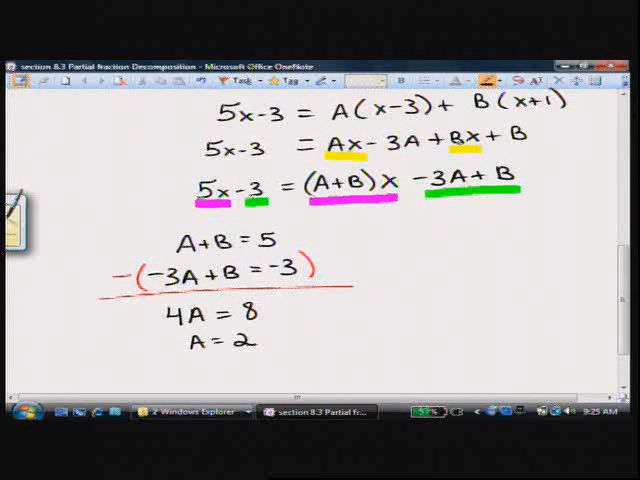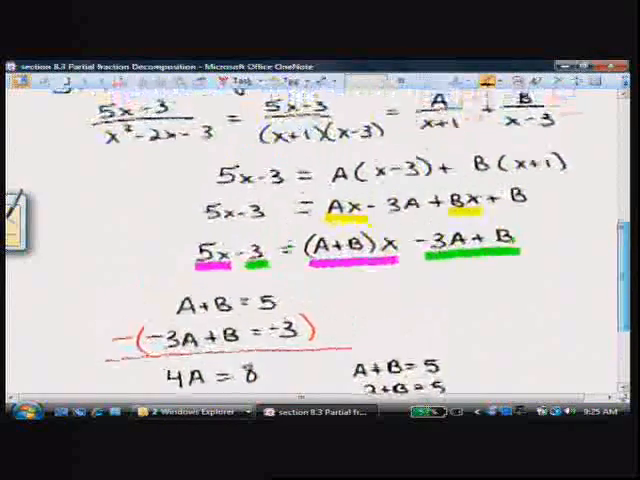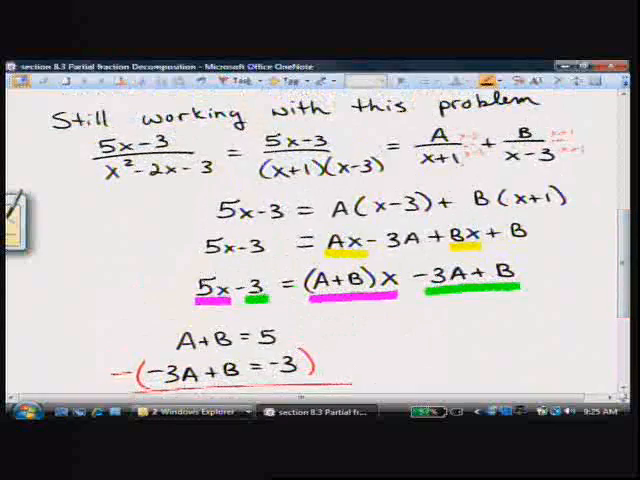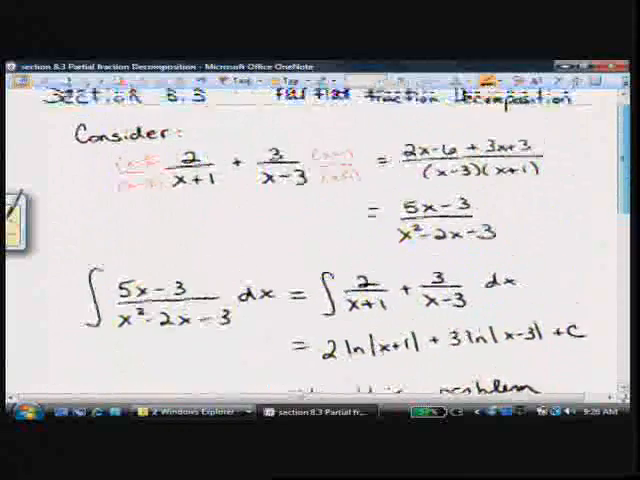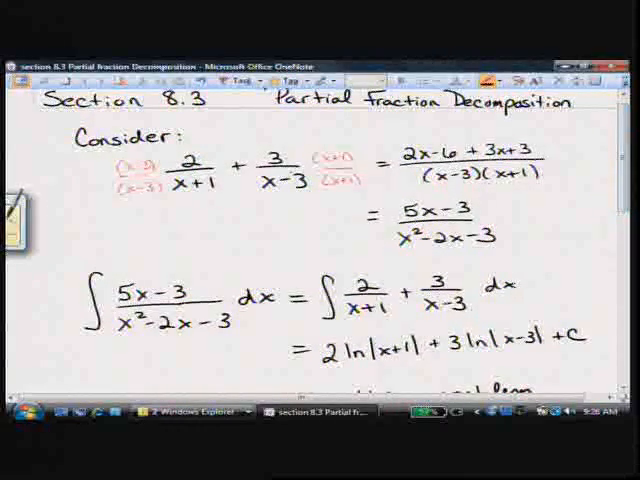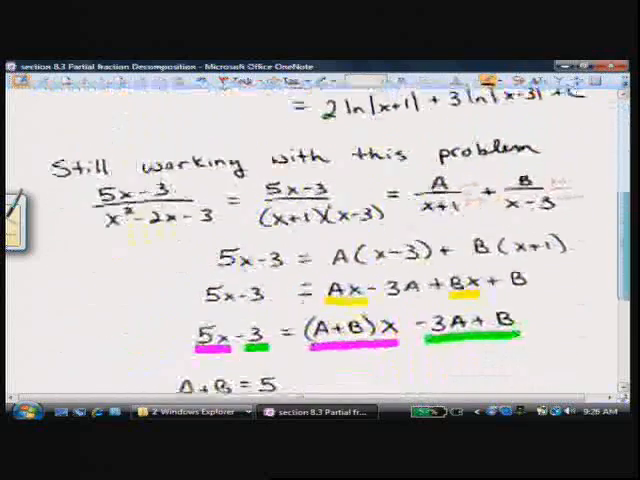And then you can use the substitution method back up in the original equation. Since a plus b equals 5, 2 plus b has to equal 5, so b equals 3. Right? Okay, and so now you have found your coefficients. It's 2 over x plus 1 plus 3 over x minus 3, just like we said in the very beginning.